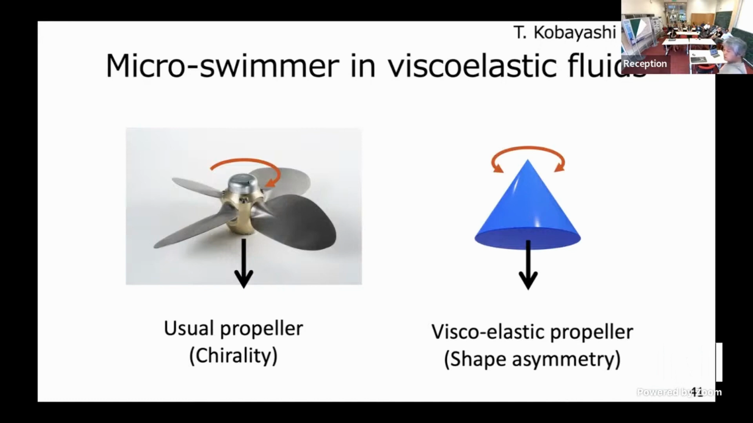So if you have this cone-like object, then rotate it, not necessarily in one direction. This kind of reciprocal rotation is also okay. This shape asymmetry can create translational force due to normal stress difference.